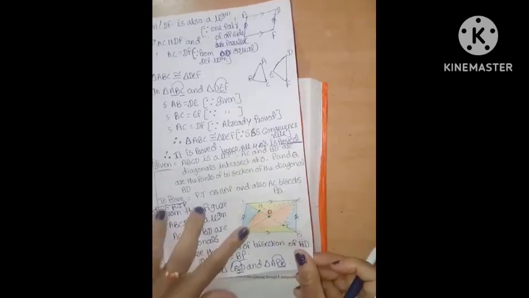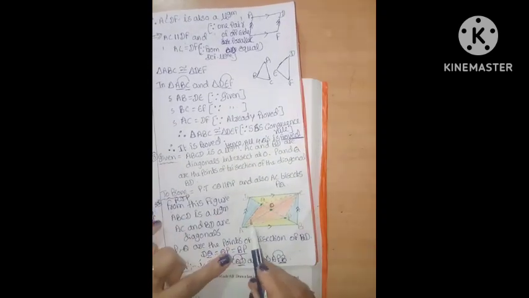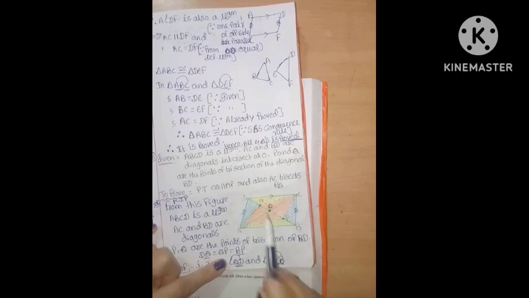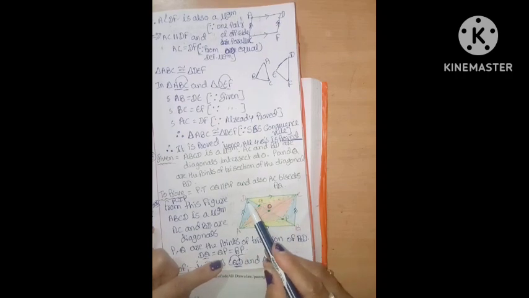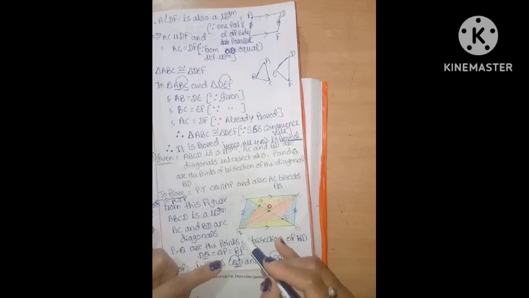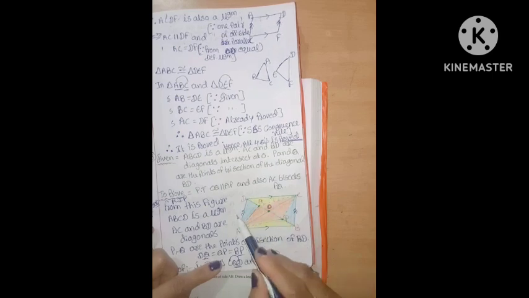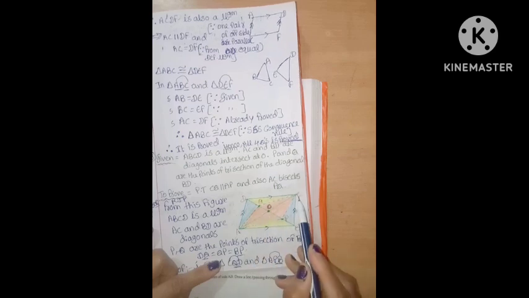Next, look at this figure. ABCD is a parallelogram, given. So whenever a parallelogram is given, both pairs of opposite sides are equal. We know that. So here AB is parallel to DC.